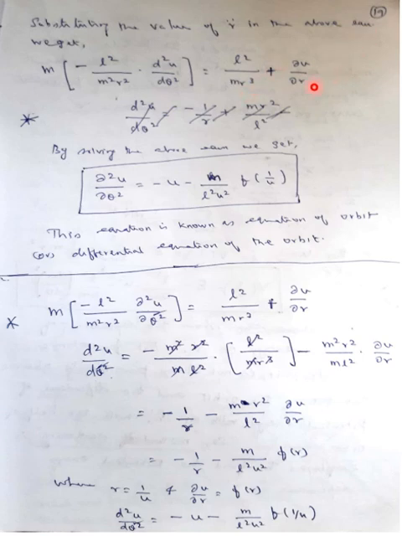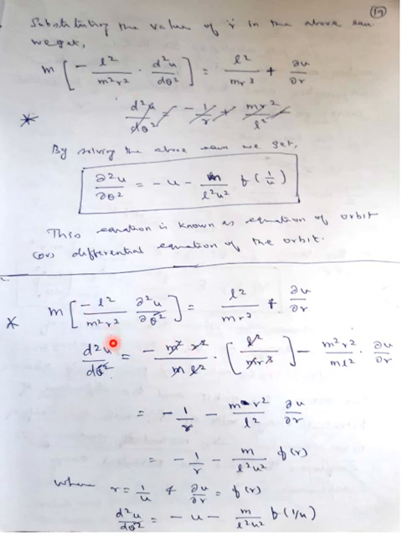This equation is known as the equation of the orbit, or the differential equation of the orbit. Just check it out. If you have any doubt, please ask me. I substituted all the values of L, and after cancelling the terms we finally get this value, marked with a star. The value is dou square u by dou theta square equal to minus u minus m divided by L square u square into f of 1 by u, which is called the differential equation of the orbit.